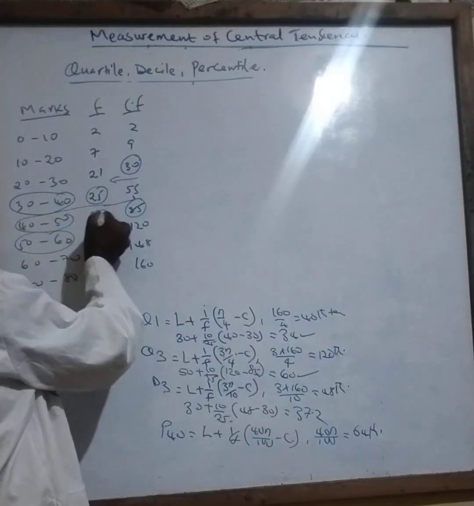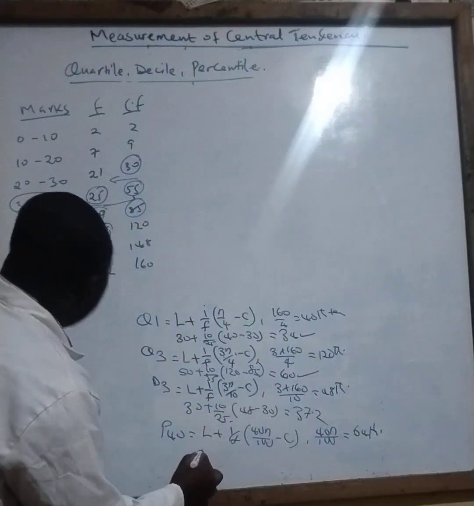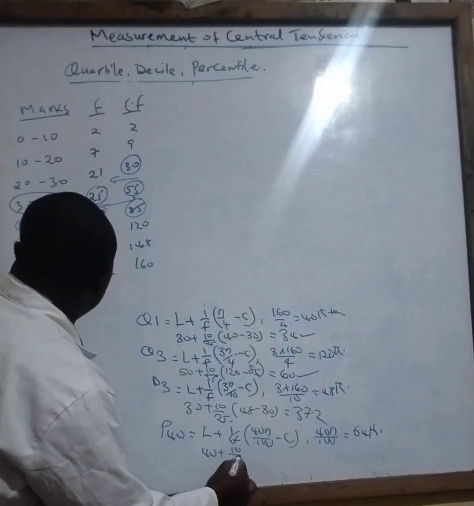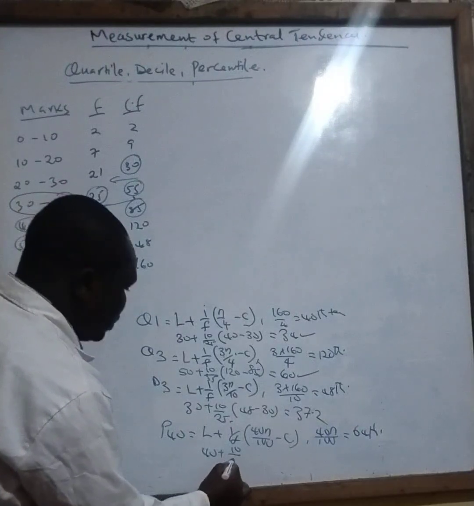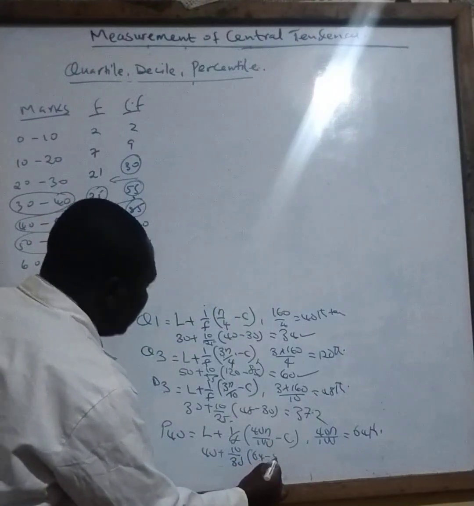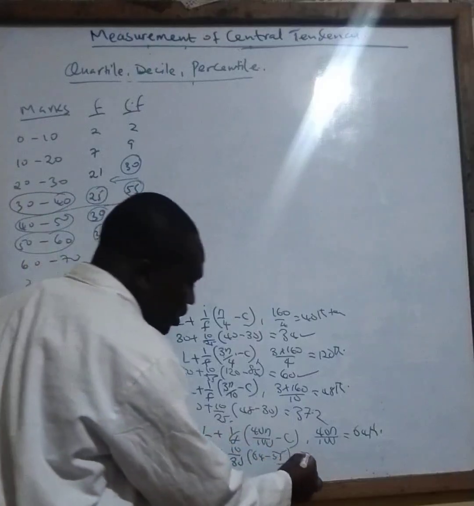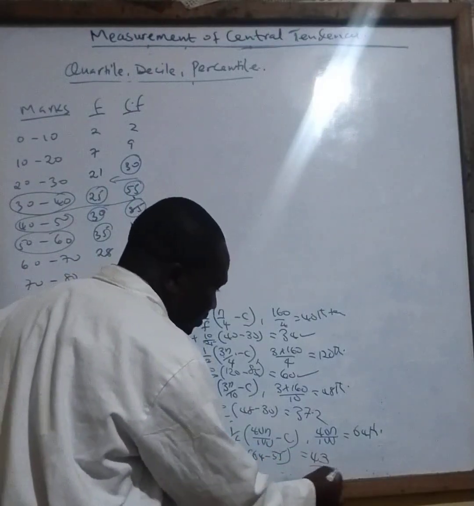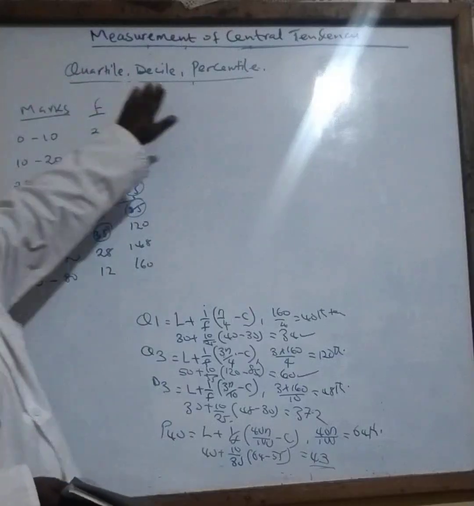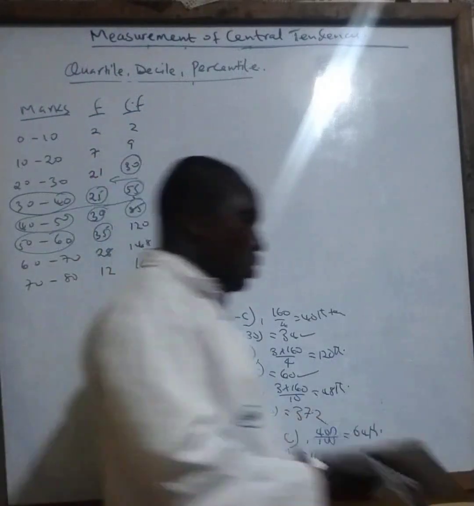That is it now. Your frequency then is 55. So it will be 40 plus 10 over frequency, which we said is 30, into 64 minus 55. When you work out that question correctly, the answer you get is 43. That is how you are supposed to calculate quartile, decile, and the percentile. You can see how simple it is. So it's a continuation of mean.